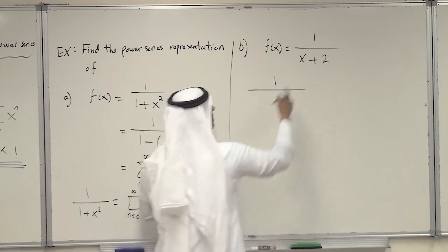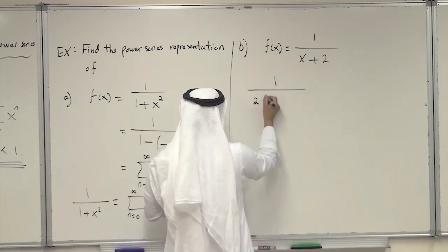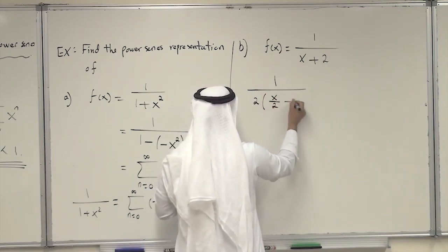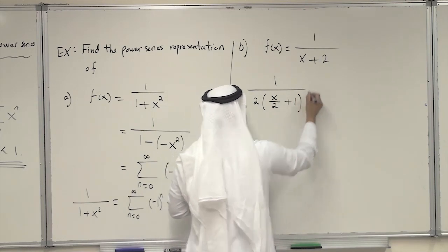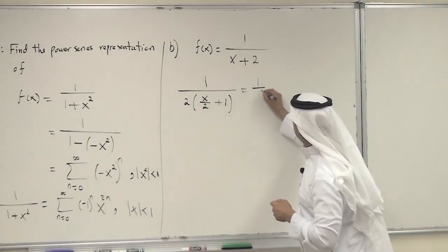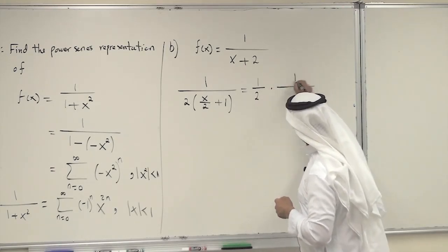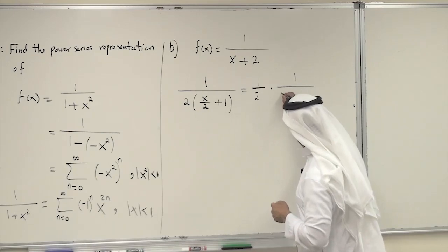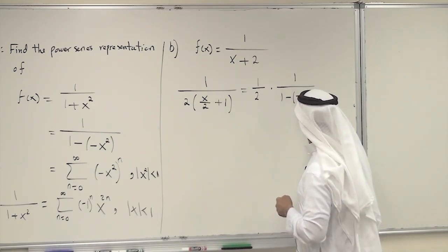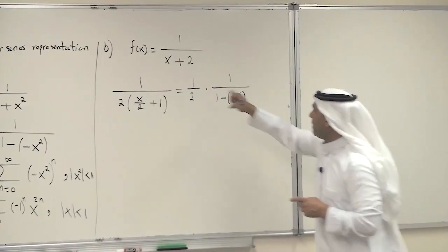So what do we have here? If you take 2 as a common factor, then this will be 2 times x over 2 plus 1. I will do one more step here. So I will rewrite it as 1 over 2, I will separate this times, here I will write it as 1, I will switch these two. So I will have 1 minus x over 2. I'm rewriting the same thing here, but in a different format. Now it is in the form we need.